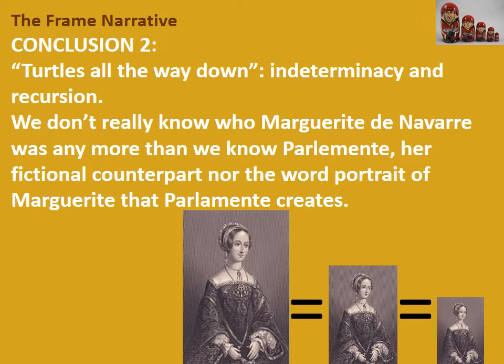So we don't really know who Marguerite de Navarre was, any more than Parlamente, her fictional counterpart, nor the word portrait of Marguerite that Parlamente creates. So really, we don't have that much information on any of them. In fact, the only information we really have on any of them is words. So is the quote-unquote real Marguerite de Navarre really any more real than the character? I don't know. Maybe not. We could call all of it indeterminate.